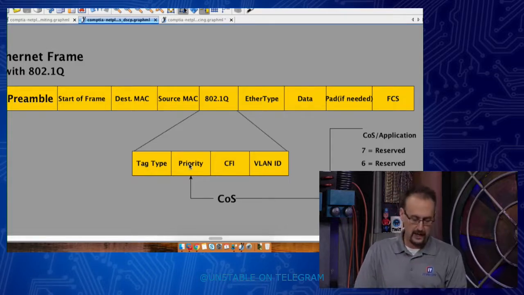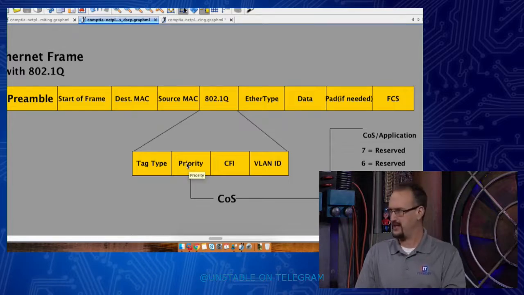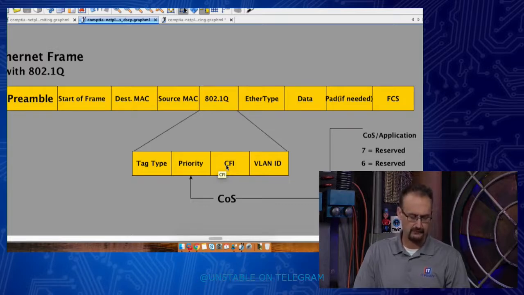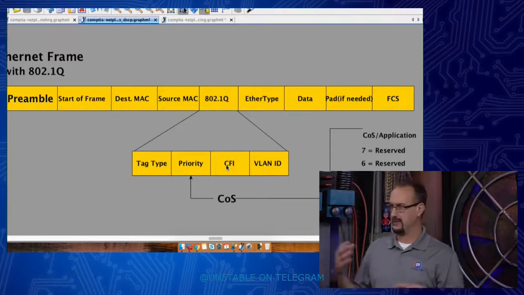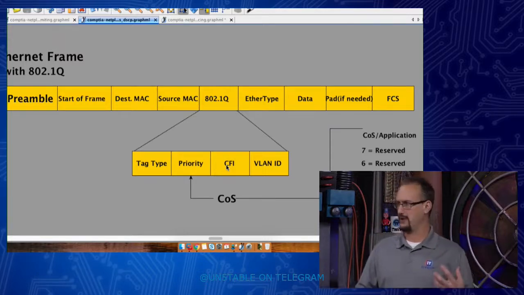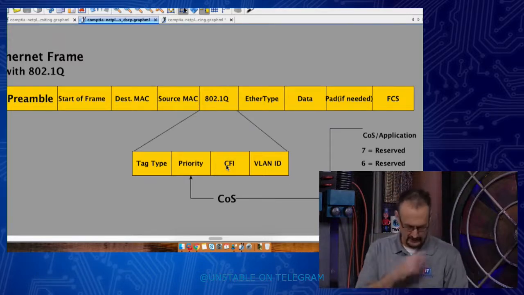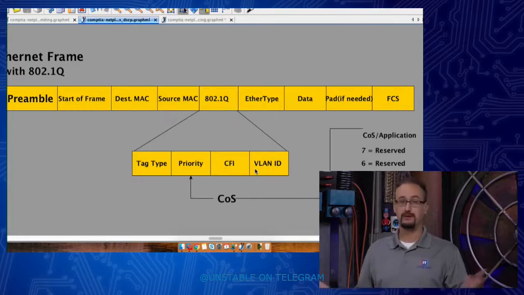But then we have this priority, all right? And I'm going to skip over that just for a second because that's really where the action's at. That's what we're focusing on. Then you have the CFI. That's a canonical format indicator. It's not really used today. It was used for interoperability between Ethernet networks and token ring in the earlier days. It's pretty much unused today. And then last but not least, the VLAN identifier identifies what VLAN you're on, right?